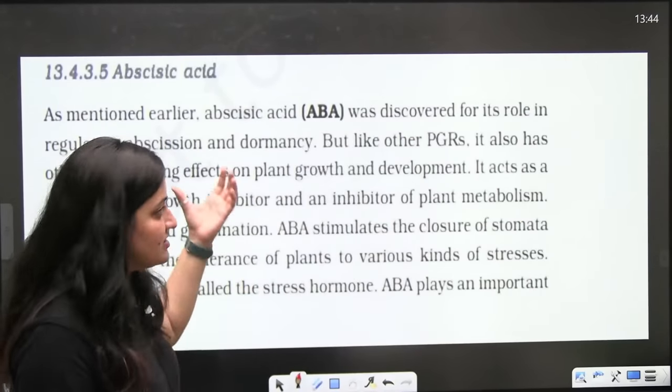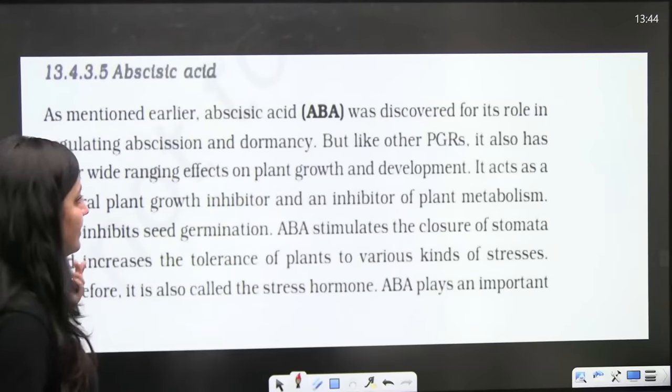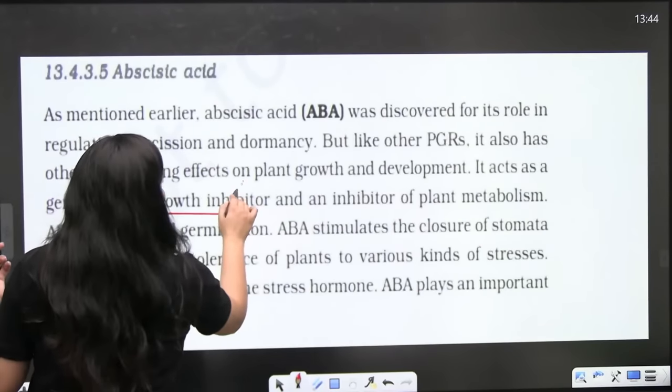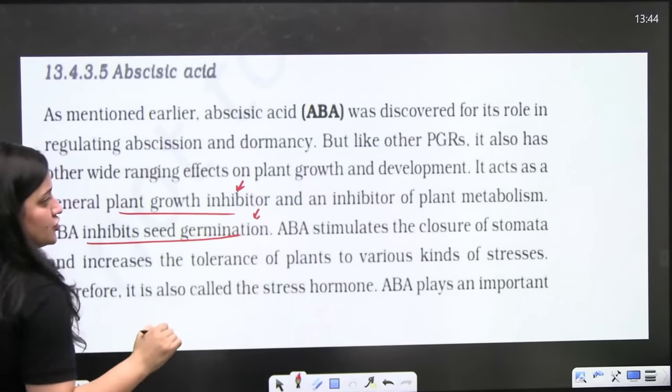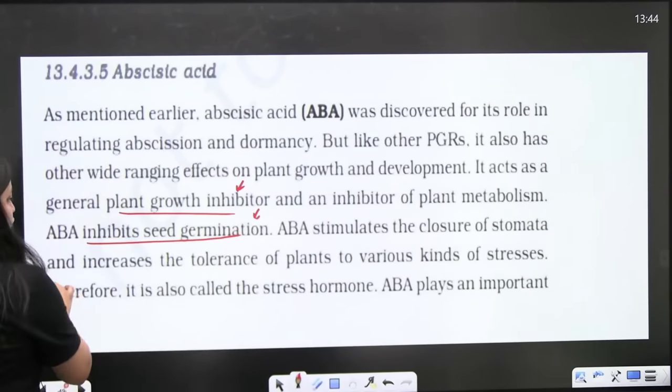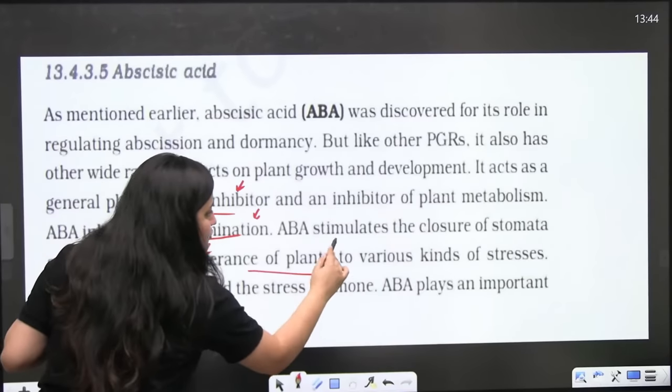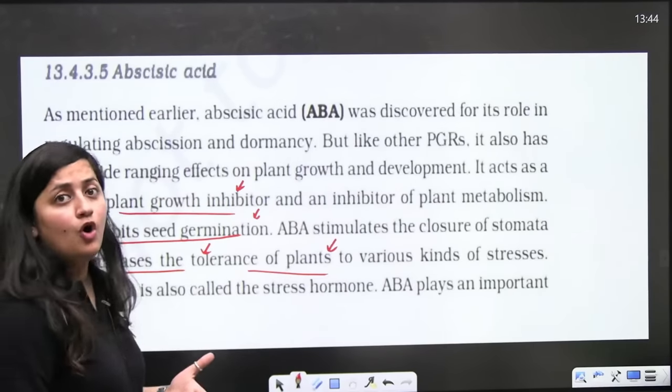in the form of vapor. So this is the role of abscisic acid. It is a plant growth inhibitor. It inhibits seed germination, it stimulates the closure of stomata, and it increases the tolerance of plants to such stress. So it is a good hormone.